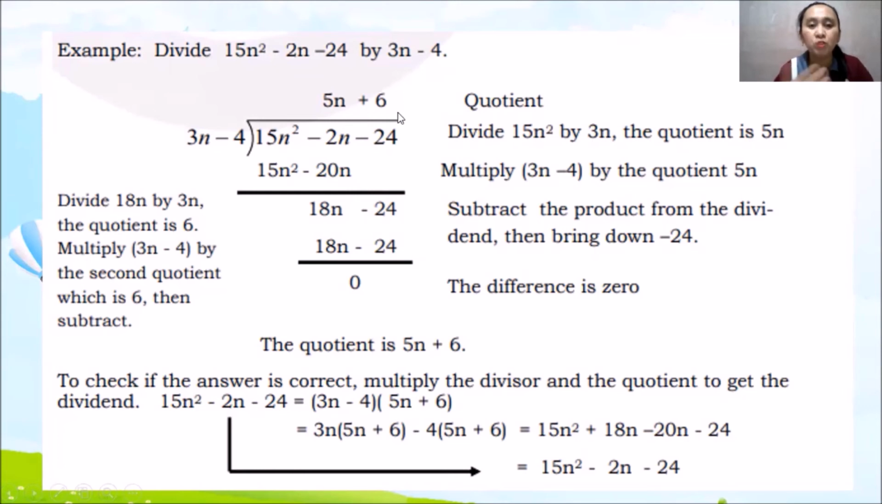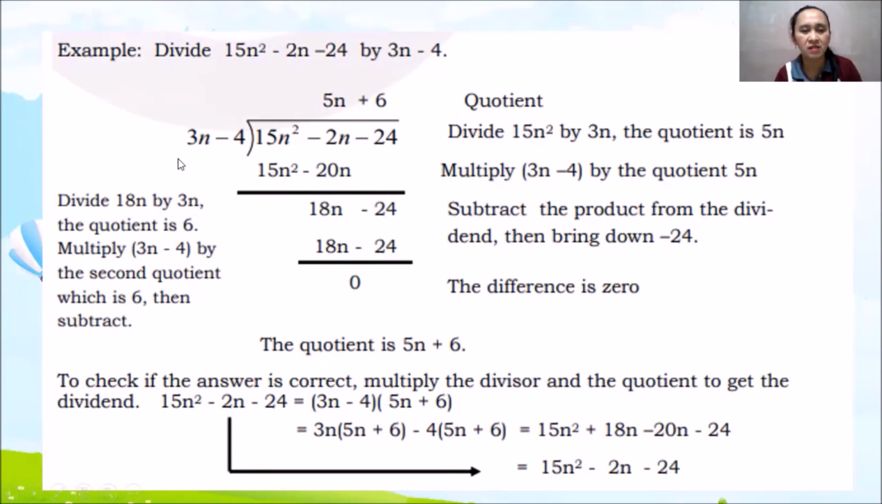Repeat the procedure. Multiply 6 by the divisor. 6 times 3n is 18n. And 6 times negative 4 is negative 24. Change the sign. So the difference of 18n minus 24 minus 18n minus 24 is 0. Therefore, our quotient is 5n plus 6. So I hope... for checking, multiply the two.